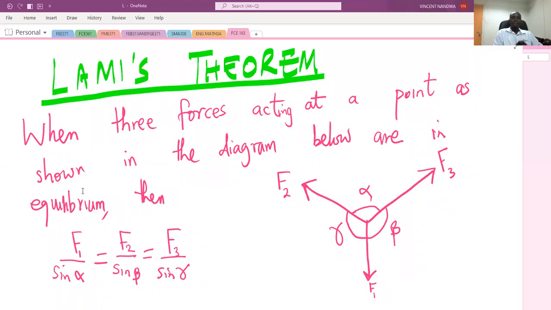Welcome to this session. In this session, we discuss Lami's theorem and do an example on how to apply Lami's theorem.